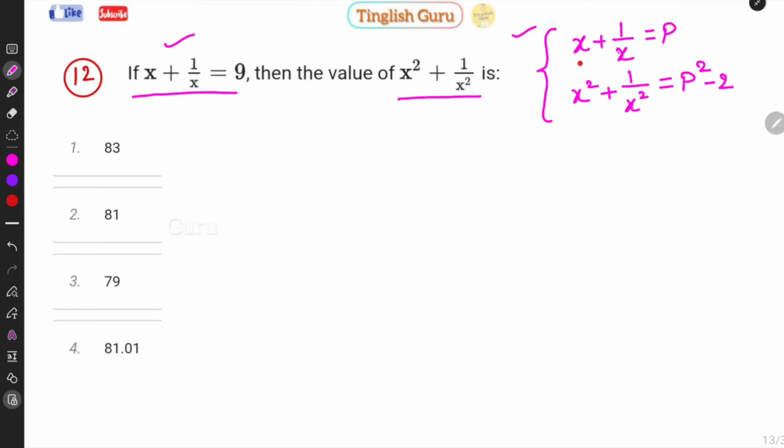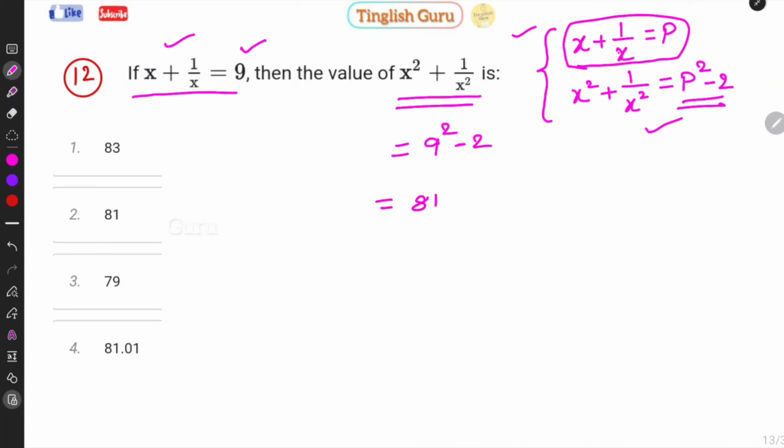So, here when x plus 1 by x value is equal to p, then x square plus 1 by x square value will be p square minus 2. So, if x plus 1 by x is equal to 9, then x square plus 1 by x square will be p square, means 9 square minus 2, that is 81 minus 2, that is 79. So, 79 is our answer.